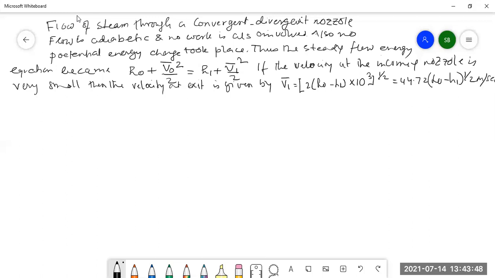So what we have here? We have the change of enthalpy, internal energy. The change is multiplied by 10 to the power 3, which is converted into joules, and then the whole square root is taken. This gives us the exit velocity, where H0 minus H1 is the enthalpy drop across the nozzle.